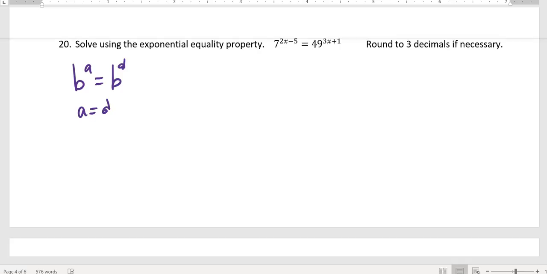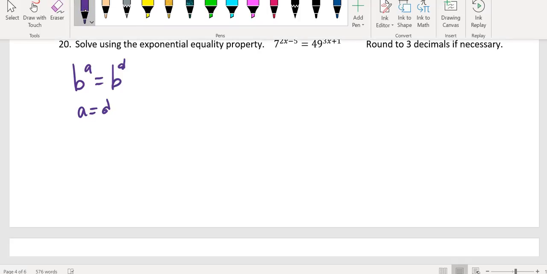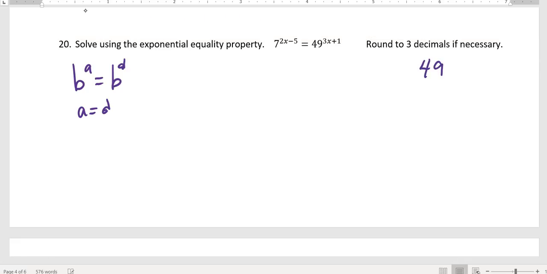But I have to ask myself, can I write 49 as a base 7? Sure, it's just 7 squared, right? Use your calculator to help you if you're having issues with that. So 7 squared. So I replace 49 with 7 squared. It means the same thing.